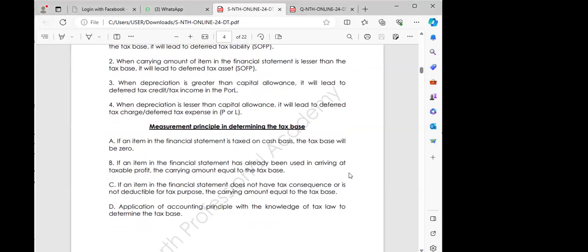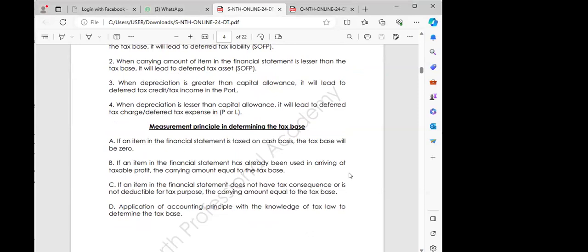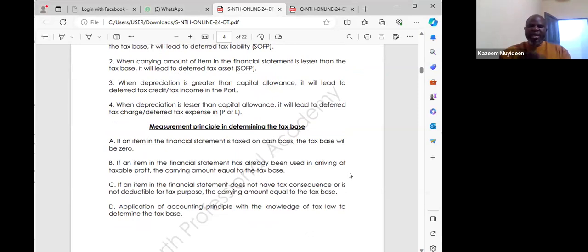A, if an item in the financial statements is taxed on cash basis, the tax base will be 0. That is 1. If an item in the financial statement has already been used in arriving at the taxable profit, the current amount equals the tax base. That is 2. The third one, if an item in the financial statement does not have tax consequence or is not deductible for tax purpose, the current amount equals the tax base.